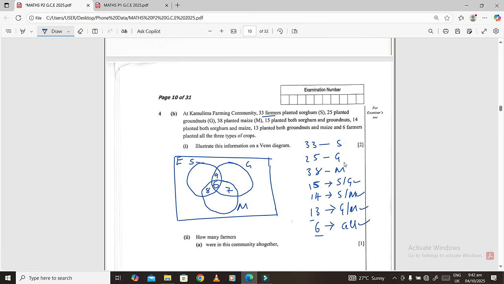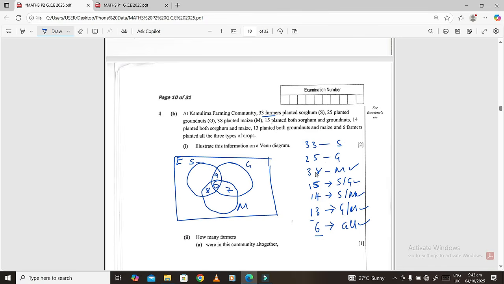We now go to one region. We'll start with maize. Maize is here. So what should we write here? We are going to add 6 plus 8 plus 7. So 6 plus 8 plus 7, that's 21. And then we say minus 38.